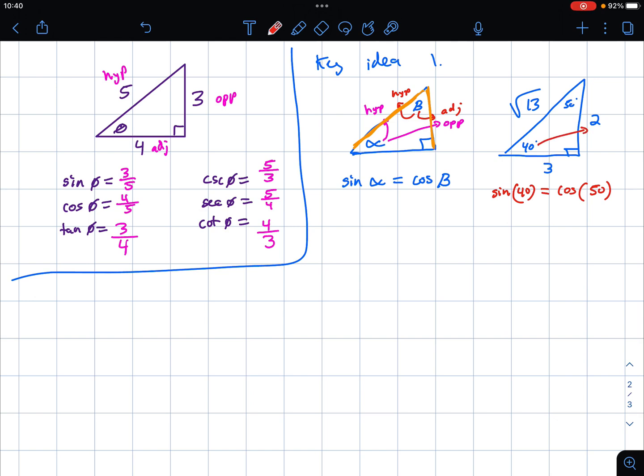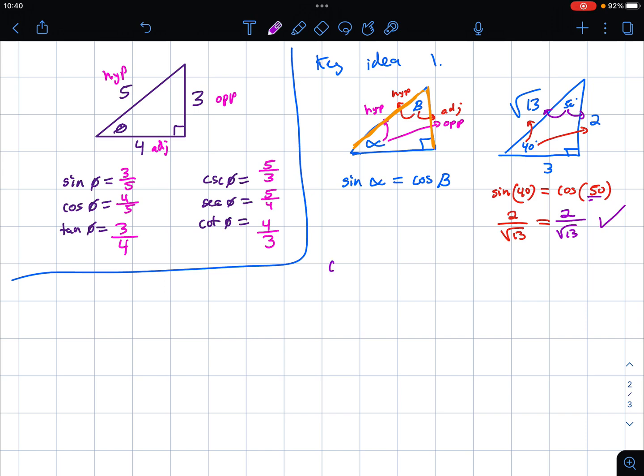So sine of 40, relative to it, the opposite would be 2, so that would be 2 over the hypotenuse of square root 13. But relative to the angle 50 degrees, if we call that our angle, well, the adjacent is 2, and the hypotenuse is root 13, so cosine of 50 is also 2 over root 13. So we see that these two are the same.